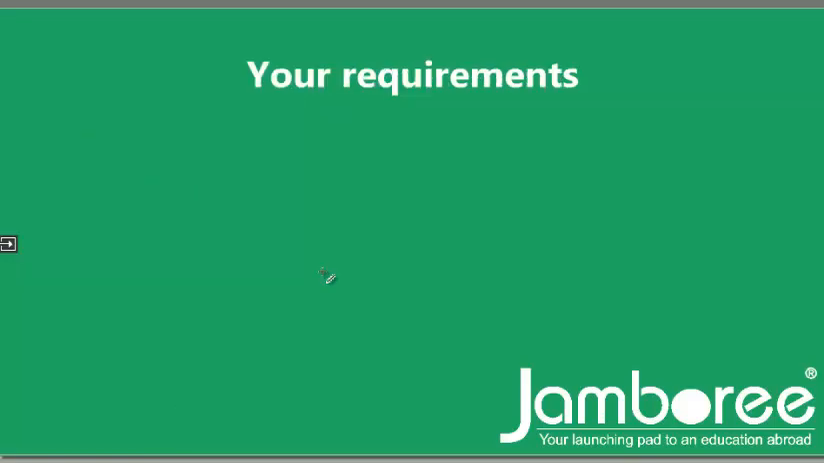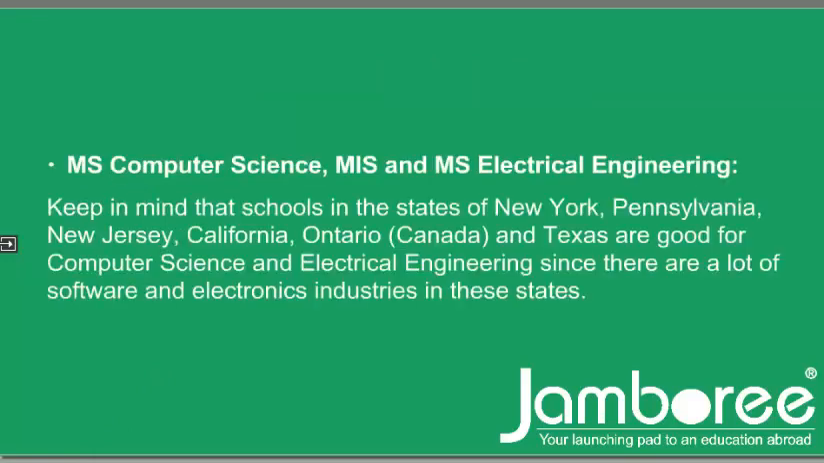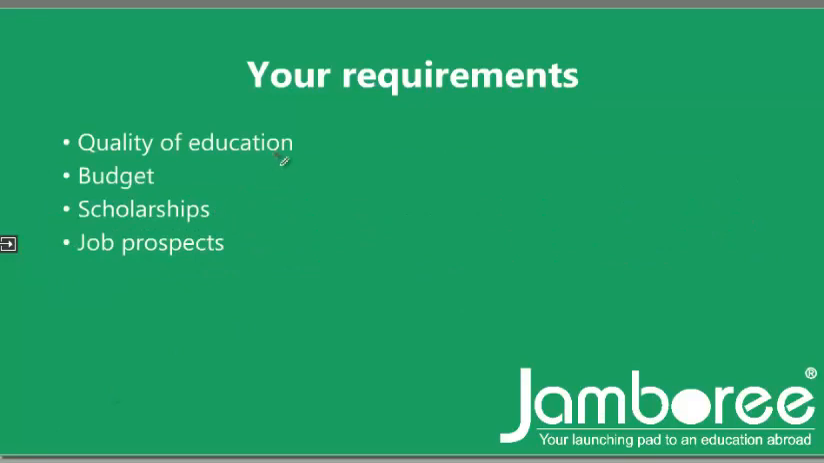Now, we counsel lots of students every year. So in our experience, these are the things that the students are looking for: quality of education, budget, scholarships, job prospects. Usually these are the things that a student looks for when he thinks about applying to a university. That is one important area.